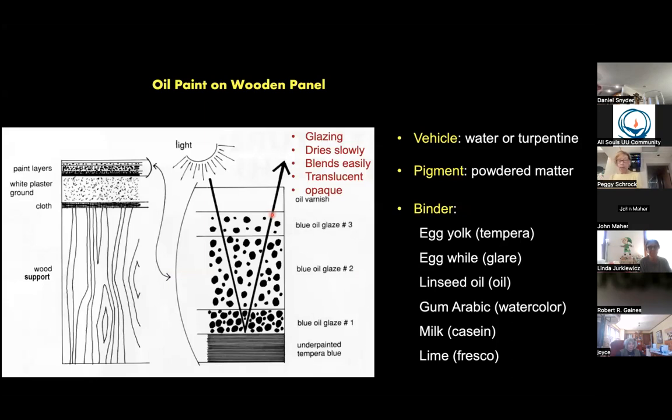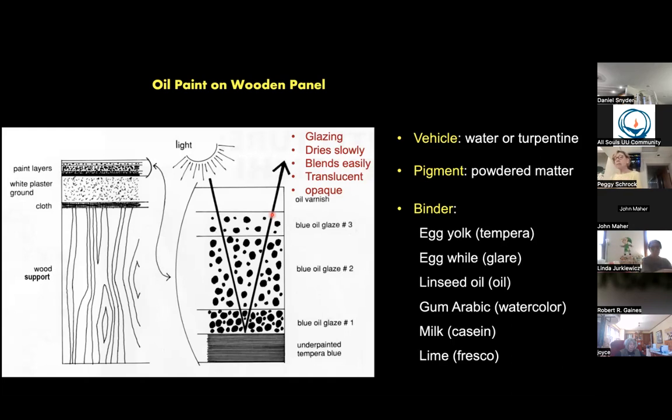But let's talk about oil, because this is where oil painting begins. It begins in Flanders. We don't know exactly how. There's evidence that people have been experimenting with it a little bit for a while, but in terms of really using it, they hadn't yet.